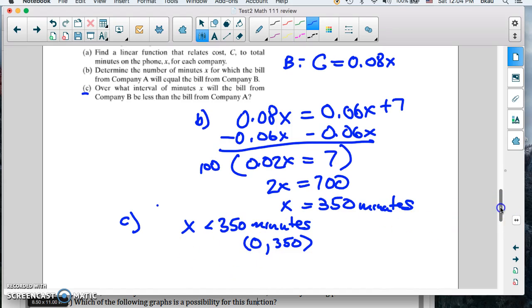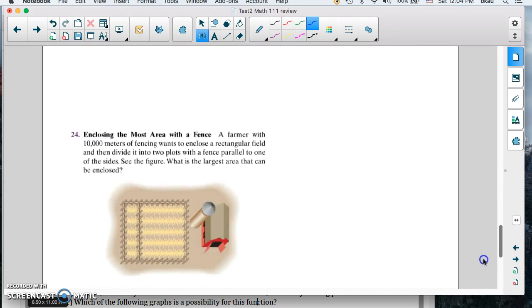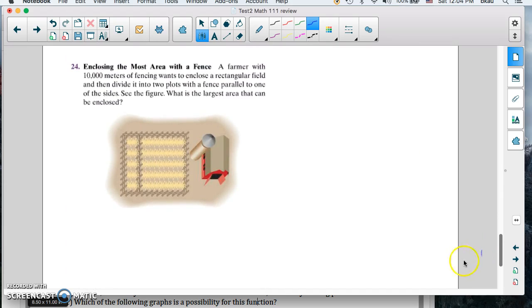All right, part 2 is a problem that was similar to those given on the focus problem. This is very similar to the focus problem. I think maybe the only difference here would be we have a different number for the total amount of fencing. So we're enclosing a rectangular field. We divide it into two plots parallel to one another. It says find the largest area.